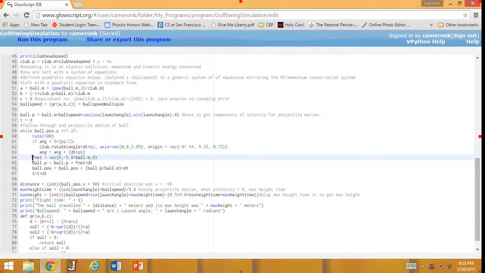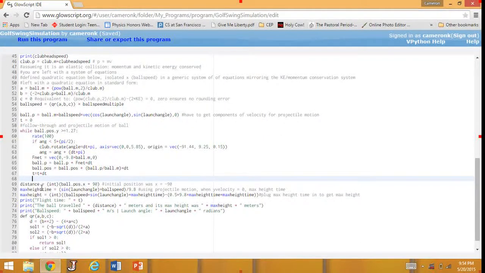And so I calculate the net force, which is just the force of gravity, which is mg. I'm updating the momentum of the ball, which is the momentum plus an impulse, so the net force times time. And then I'm updating the position of the ball, which is the position plus velocity times time, because momentum divided by mass is equal to velocity. And then I'm updating time.